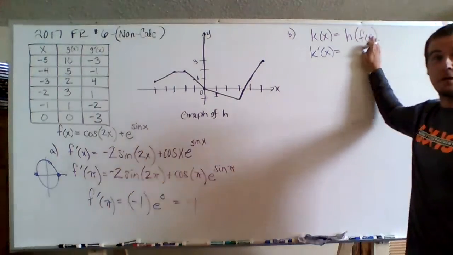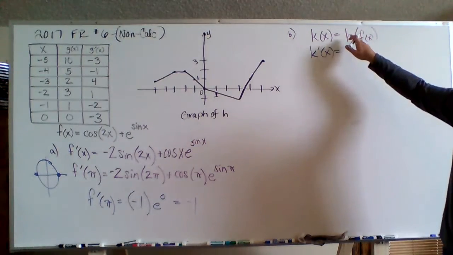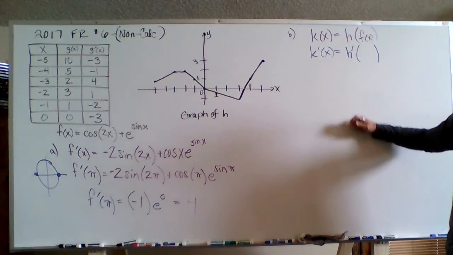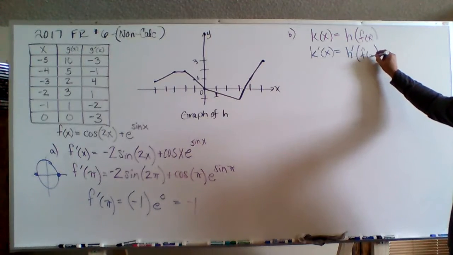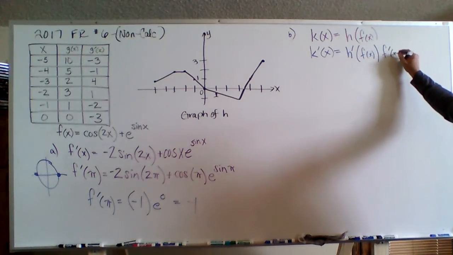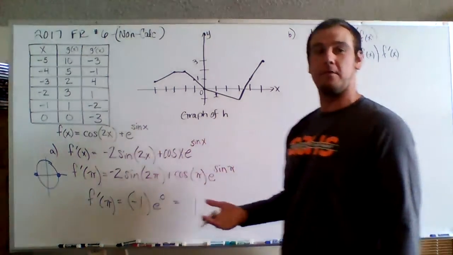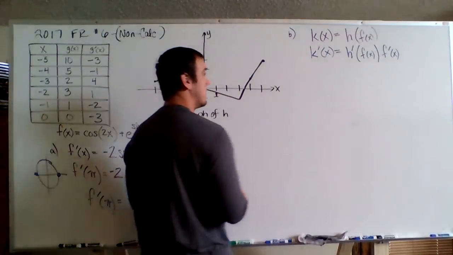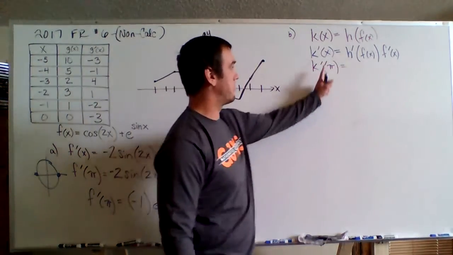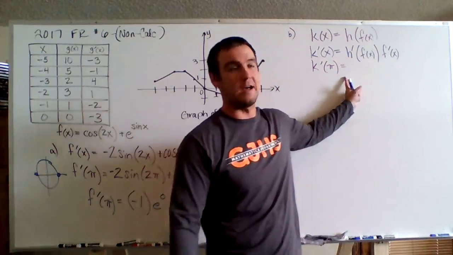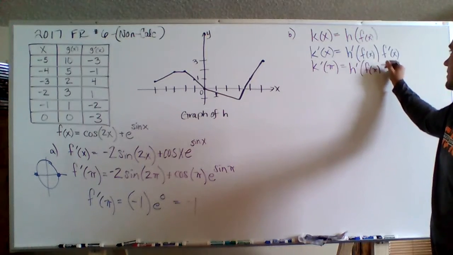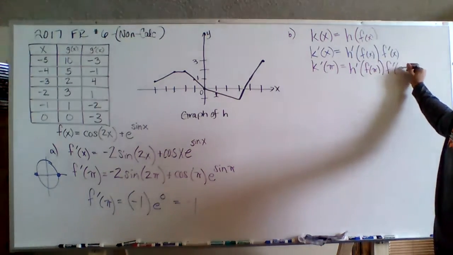Okay, so we got a chain rule here. So we need to remember to take the derivative of the outside. So it's going to be h prime. Our inside part's going to stay the same. So that's still going to be f of x. Times the derivative of the inside, which we would write as f prime of x. Okay, so that's our derivative, but we want to know our derivative at pi. So I've got k prime of pi now. So remember, we're just going to be replacing all of our x's with the pi. So it's going to be h prime of f of pi times f prime of pi.